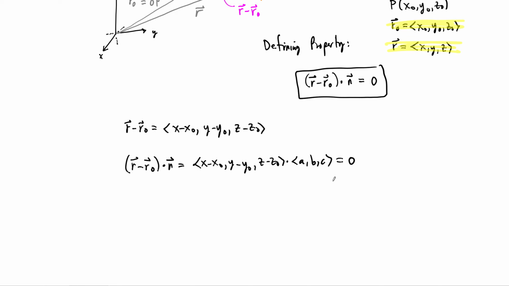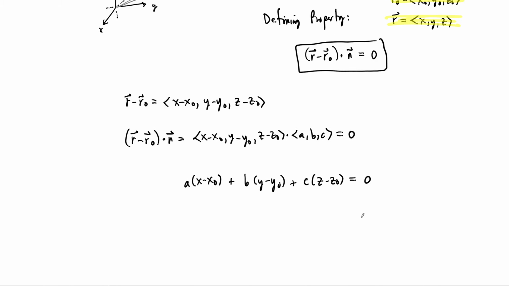And what we end up with, if we multiply this all out, is a times x minus x naught. Remember, dot product is component by component, add them up. So plus b times y minus y naught plus c times z minus z naught equals 0. There you go. There's an equation of the plane that passes through the point x naught, y naught, z naught, and has normal vector a, b, c. Let's just call it the normal vector. Call it by its true name.